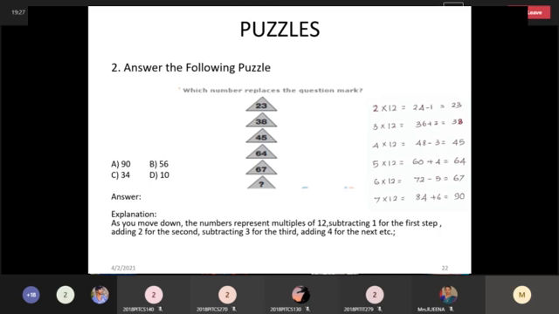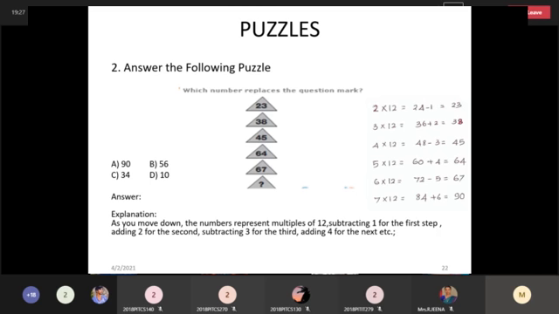Why? Because the numbers represent multiples of 12, and then subtracting in the first step, then adding 2, then subtracting 3, then adding 4 for the next, then subtracting 5 and adding 6. So subtracting, adding, that is 1, 2, 3, 4, 5, 6. So for the last one, 7 into 12, 84, plus 6, that will be 90.